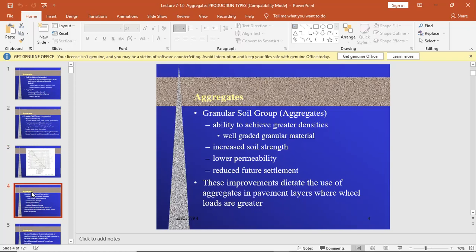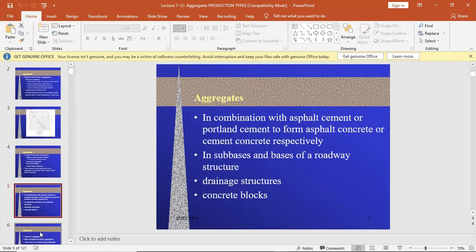That's why these improvements dictate the use of such aggregate in the pavement layers where wheel loads are greater. Now, in combination with asphalt cement or Portland cement, aggregate can be bound to form asphalt concrete or cement concrete. What we know as concrete means coarse and fine aggregates mixed with a binder.